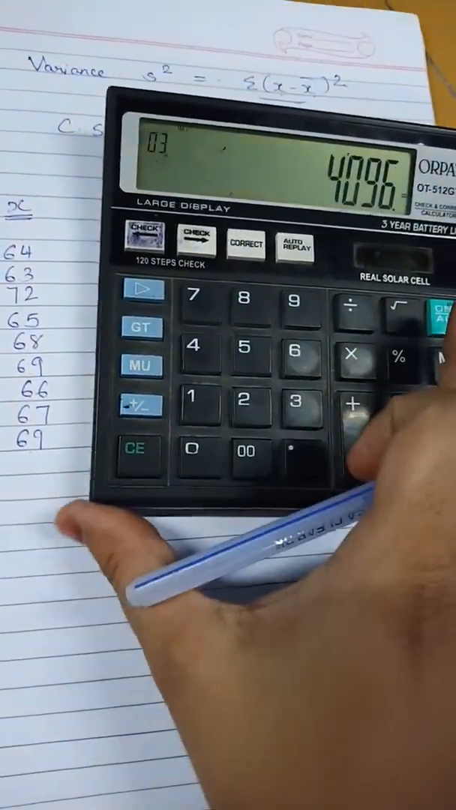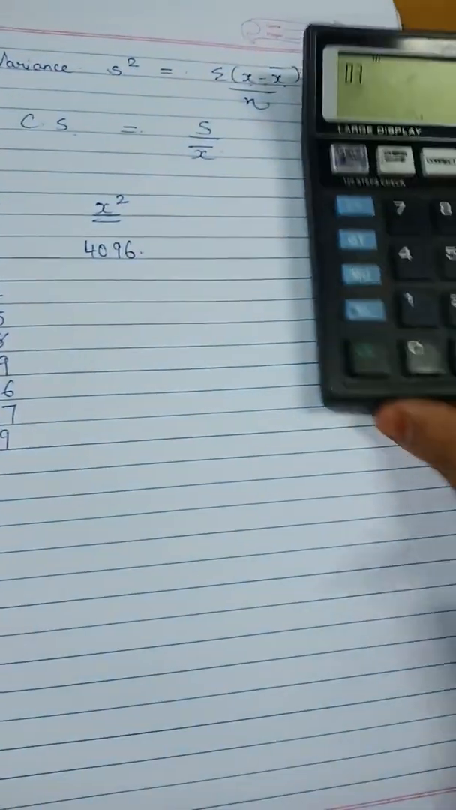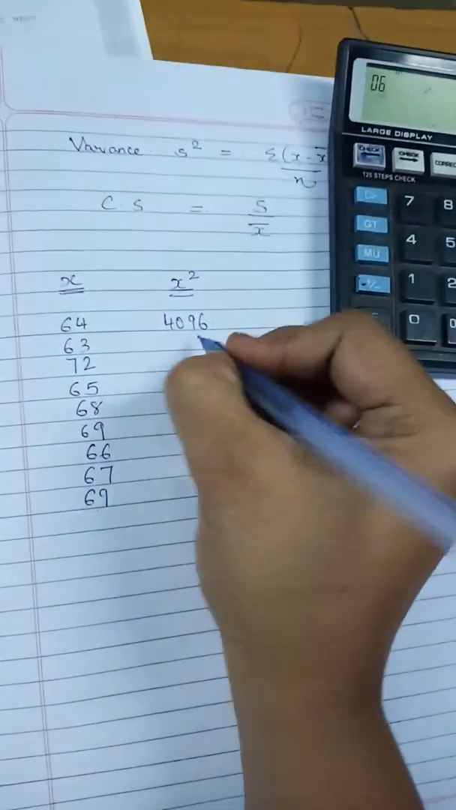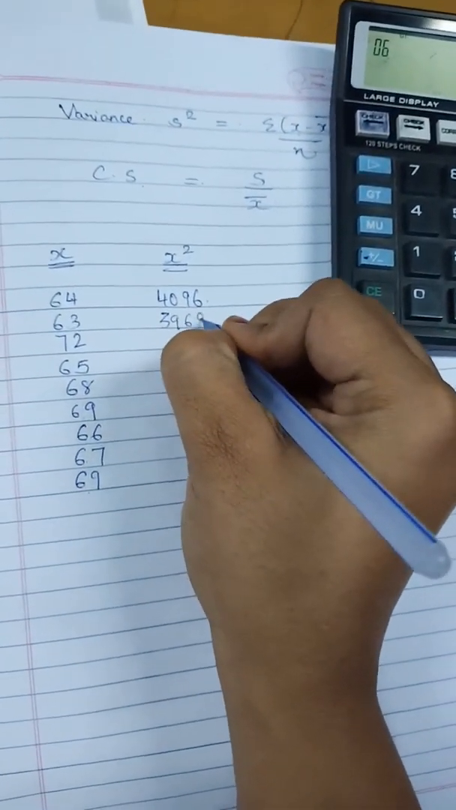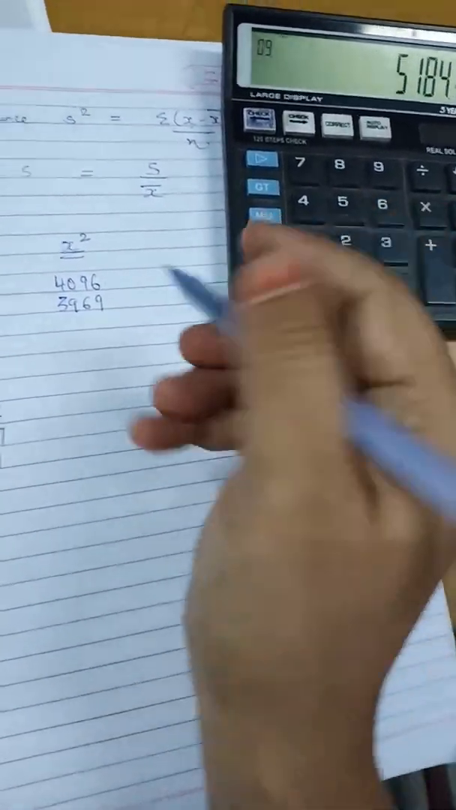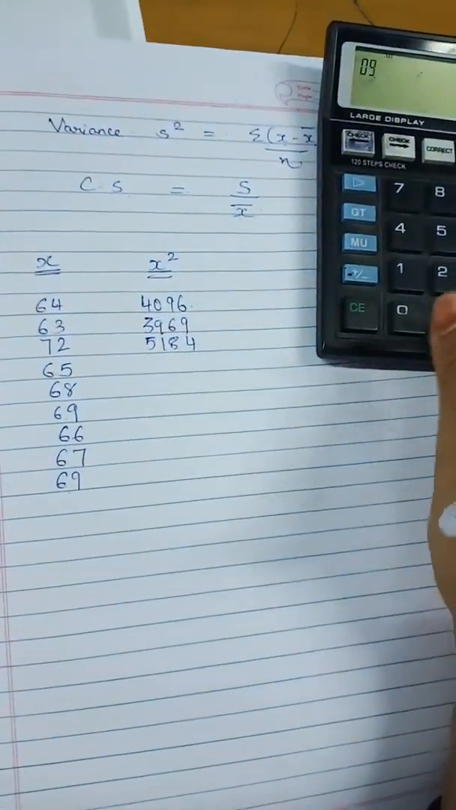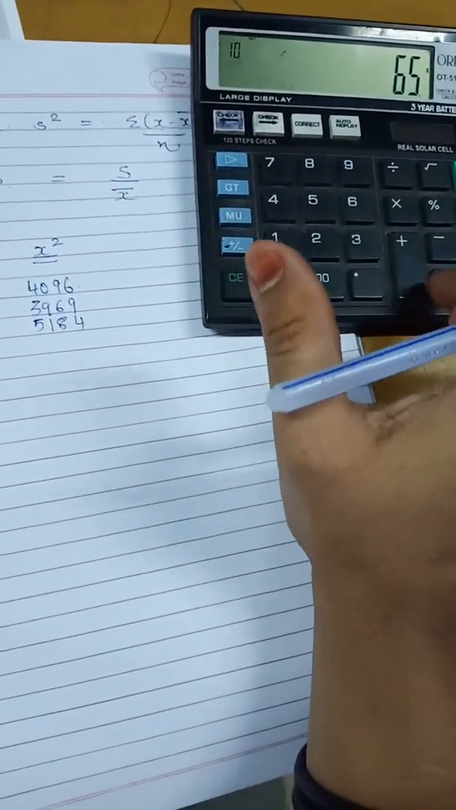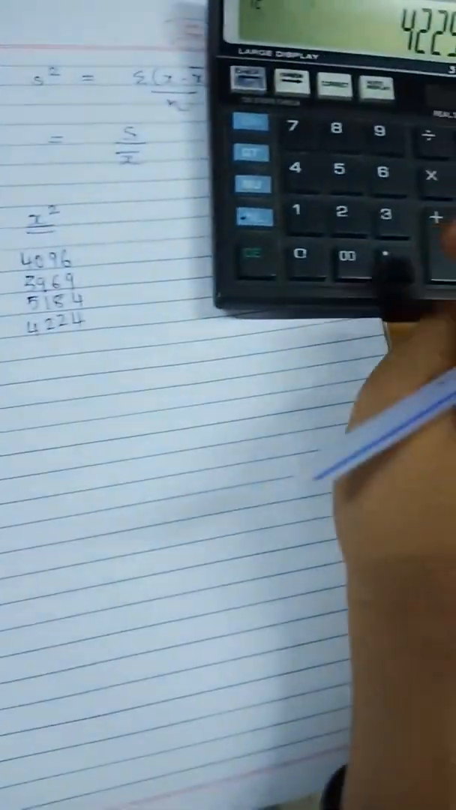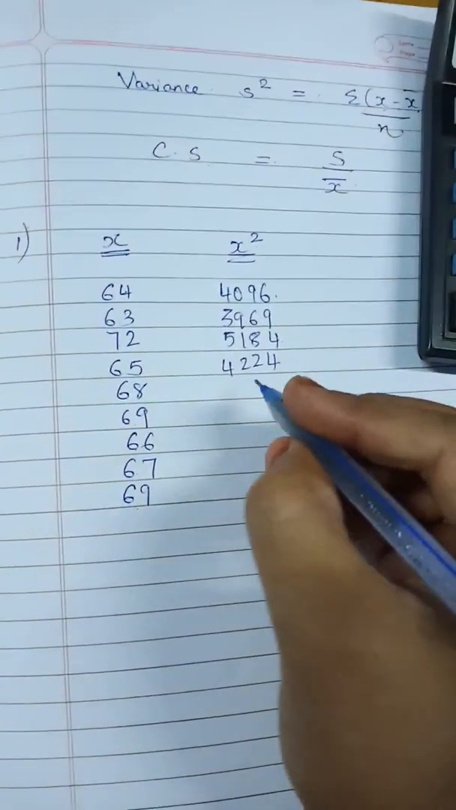64 into 64, so 4096. Then 63 into 63, so 3969. 72 into 72, 5184. Then 65 into 65, 4225. Then 68 into 68, 4624.